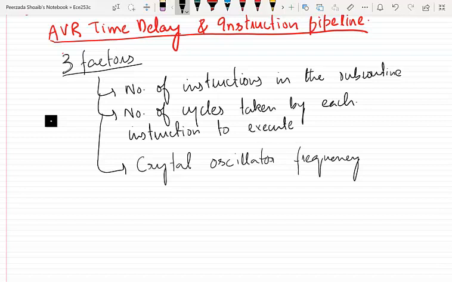So there are three factors: the number of instructions, the number of cycles taken by each instruction, and how long this cycle will be, the duration, the time period of this cycle. Now, as I have said, in most modern AVR microcontrollers, most instructions take only one cycle to execute. One-cycle instructions.